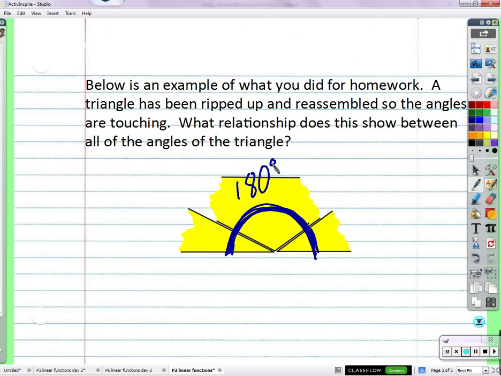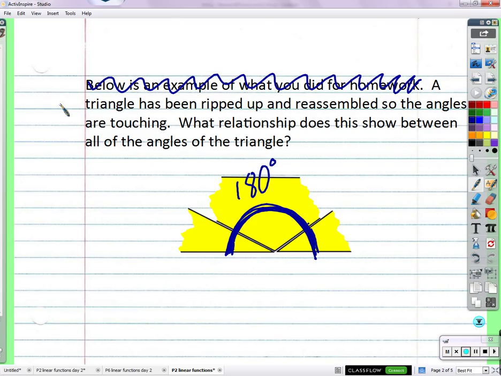I'll wait. We'll make as much time as you want. But here, this should be there. I borrowed that from another class. So all the angles add up to 180. Does it work for all triangles? If I add up all of the angles, will I always get 180?